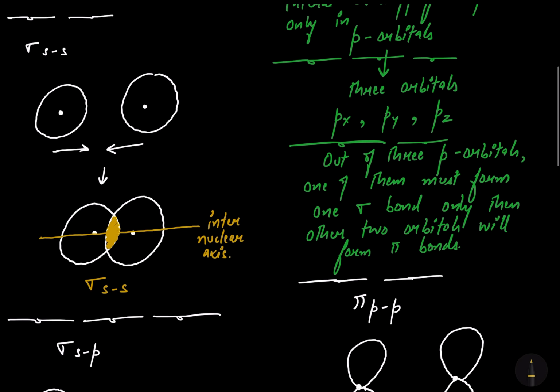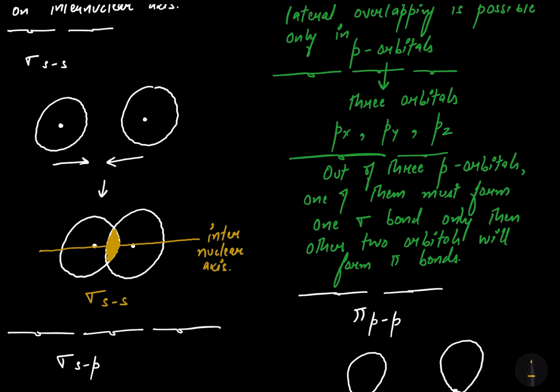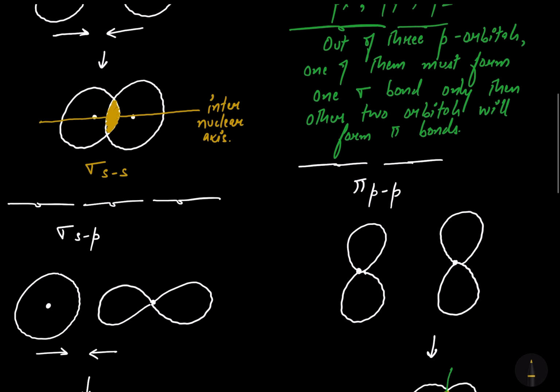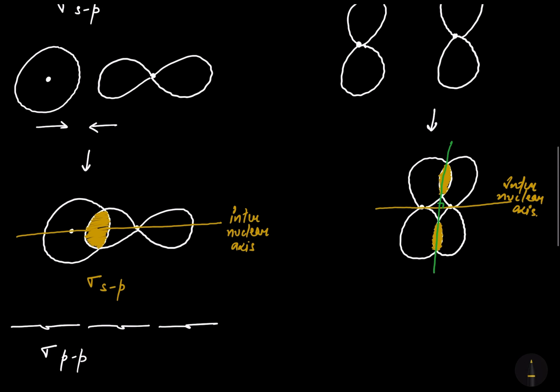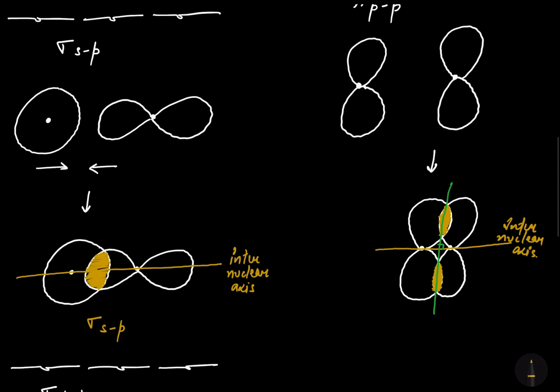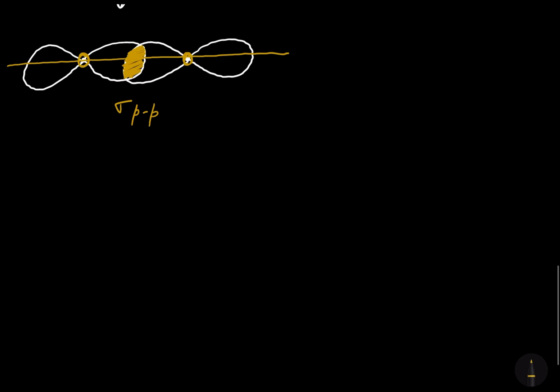Now let's come to the point. The p orbitals are 3 in number, that's px, py and pz. Now out of the 3 p orbitals, one of them must form one sigma bond, only then the other 2 orbitals will form the pi bonds. Now let's understand this point. I hope you understood the basic structure of pi bond. Now I'm moving to the next point from here.